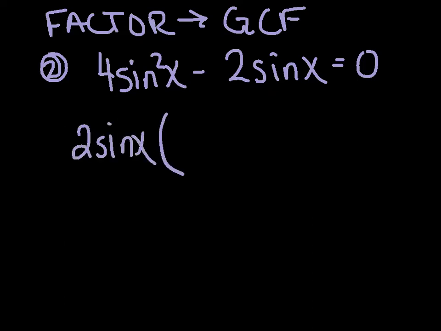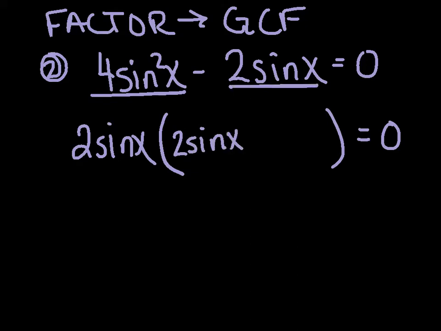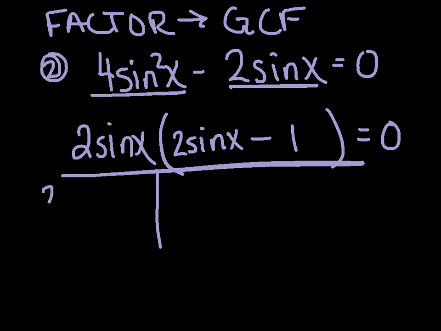And just remind yourself, when you pull out a GCF, you're dividing. So if I divide the first term by 2 sine of x, I actually get sine of x. And then on the second term, divided by 2 sine of x, I get a 1. I'm going to tee it up. And if I told you that 2 sine of x had to equal 0, we would divide the 2 over and still have a 0.